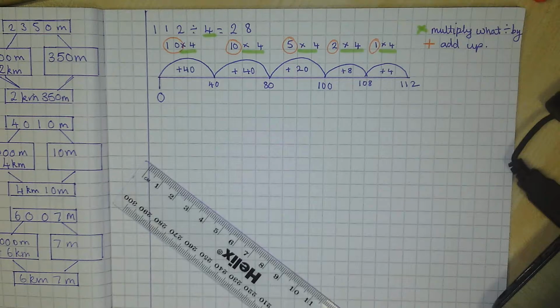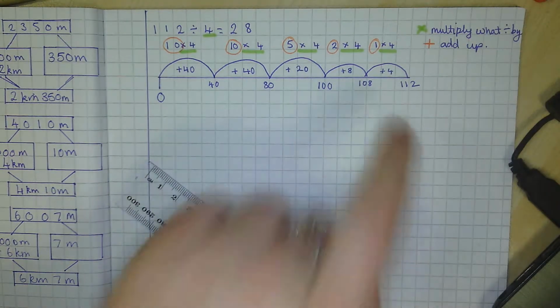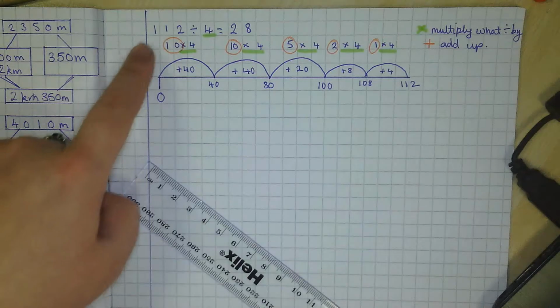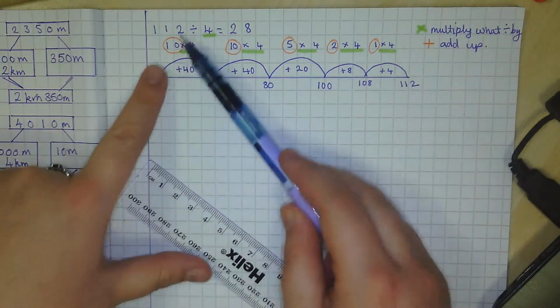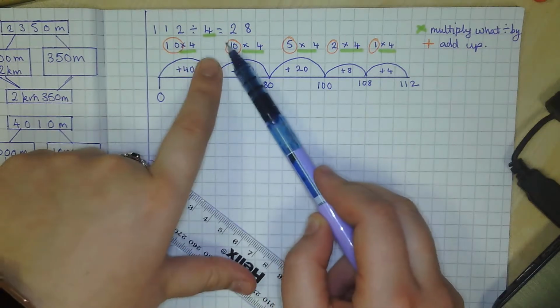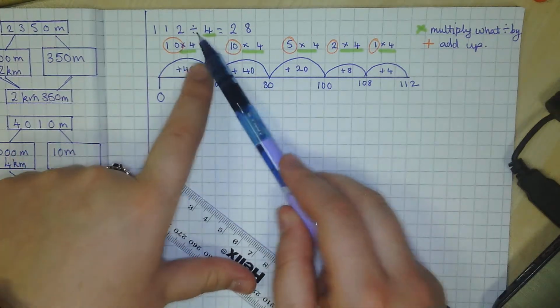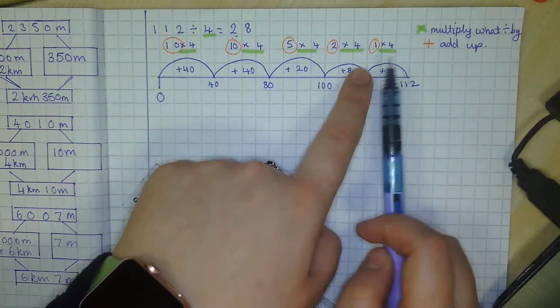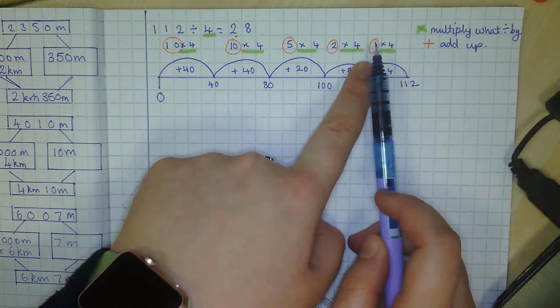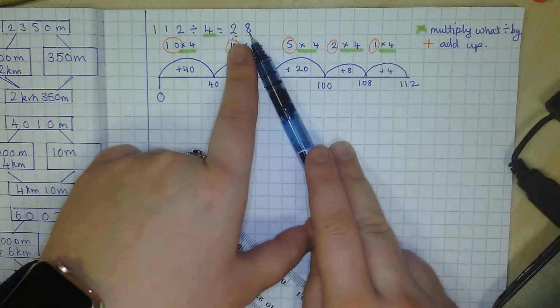So that's not our final answer, because our final answer is not 112, because we are dividing 112. So we then need to add up what we have multiplied 4 by. So 10, 20, 25, 27, 28. So that is our final answer of 28.